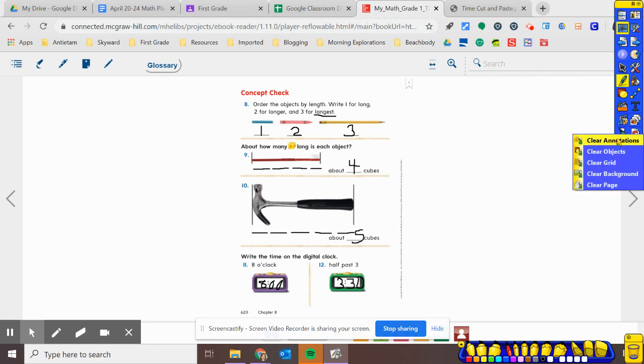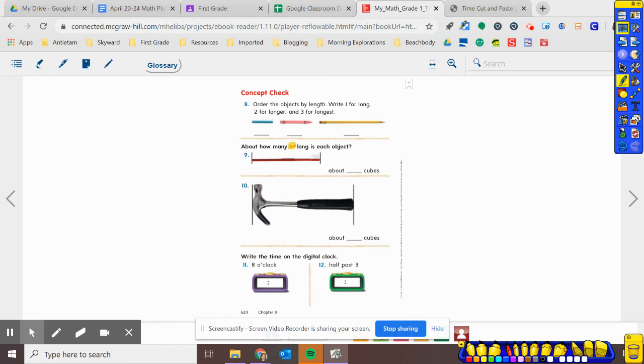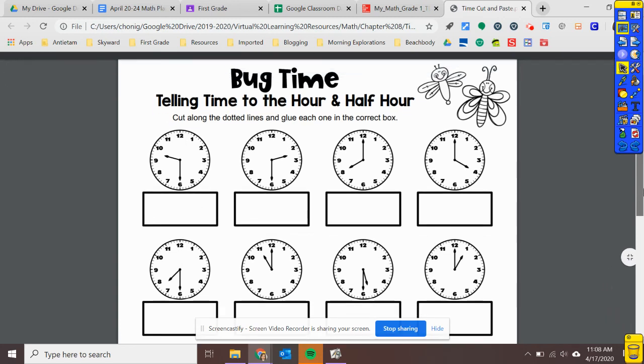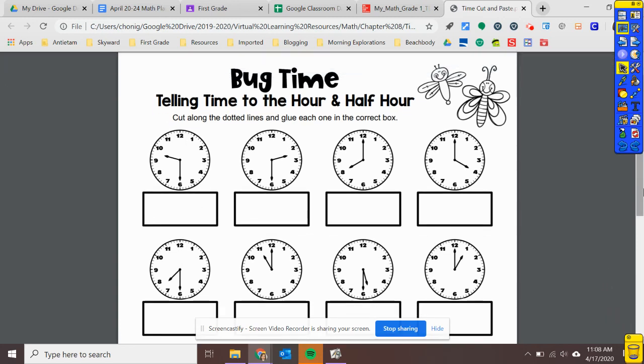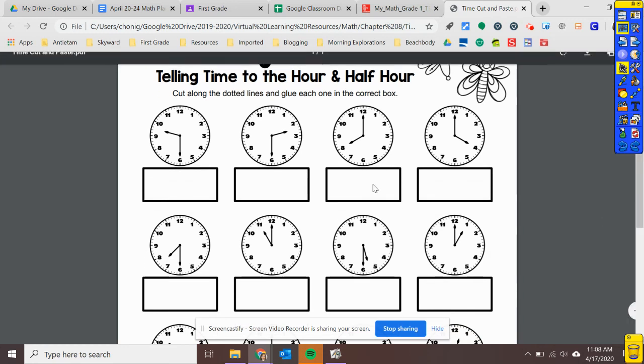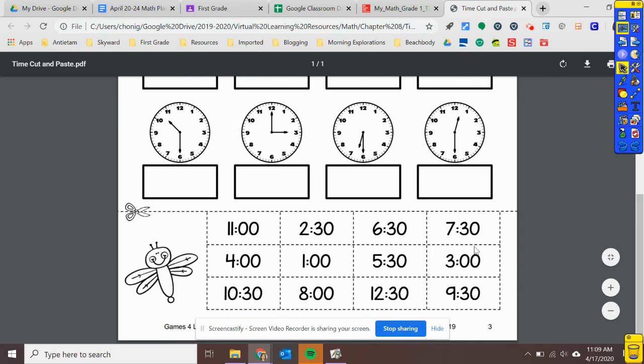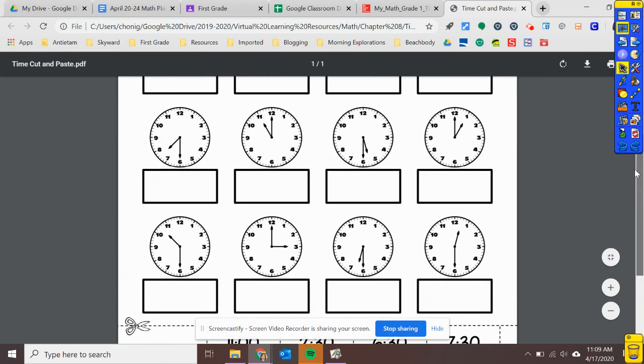All right, first grade, I'm going to clear my page because I'm going to show you what you're going to be doing for your independent work. So here is the worksheet that you need to either print out so that you can cut and paste. Or if you don't have a printer at home, and that is okay, all you need to do is write down the times. So you're going to look at this clock and then you'll write down what time it is, and you can use all of the different times at the bottom to help you because those are the answers that you get to choose from.